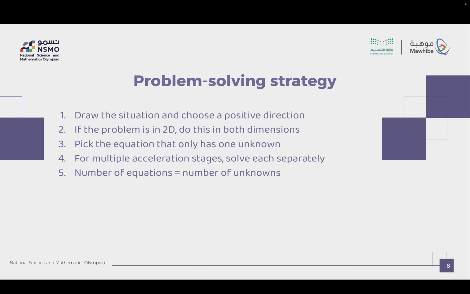Next, pick the equation that only has one unknown in it. Note that you will need to know 3 variables to be able to calculate the other 2. If you have multiple stages with different accelerations, solve each one separately. Finally, remember that you need the number of equations to equal the number of unknowns, so choose accordingly.